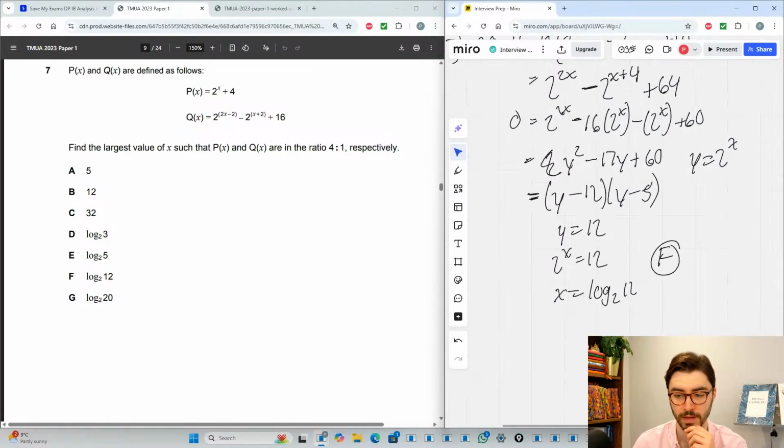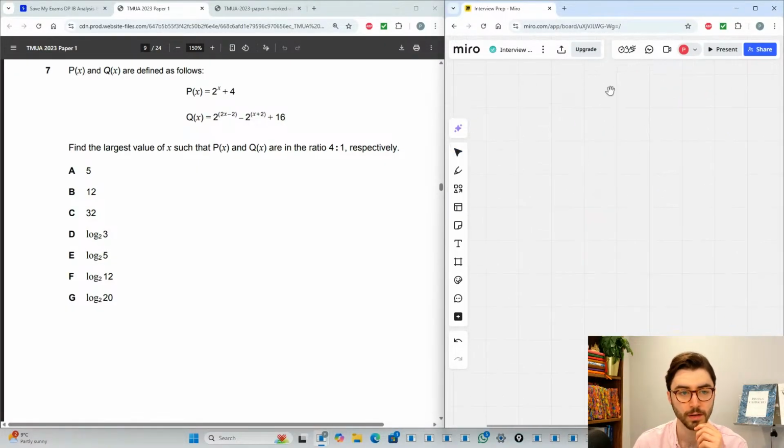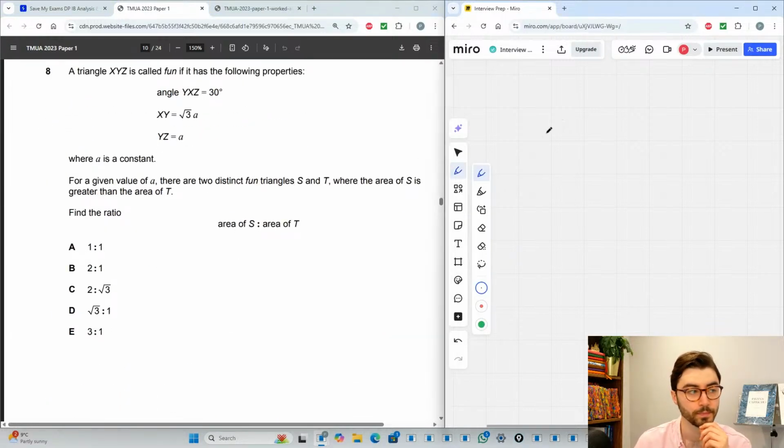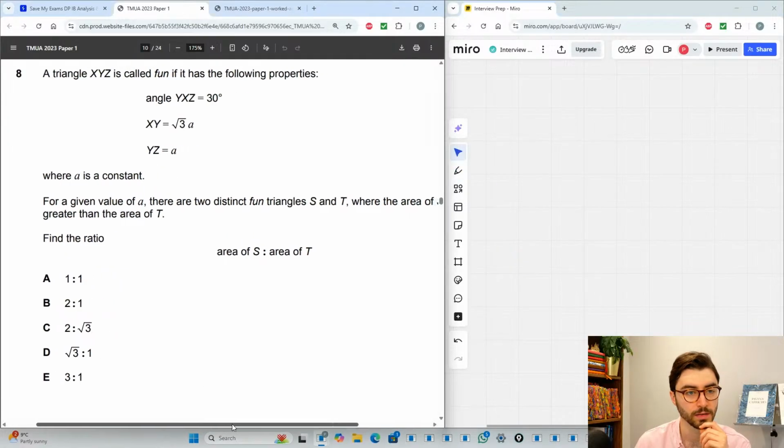Oops, sorry, messed with the zoom. Okay. So here. In fact, let me zoom in just a touch.